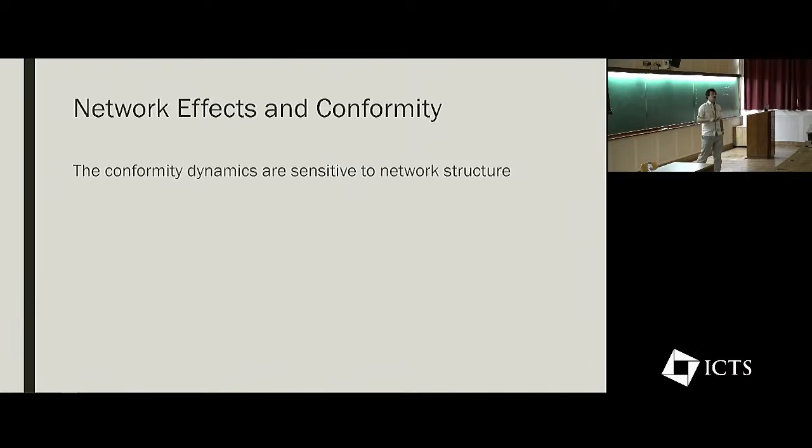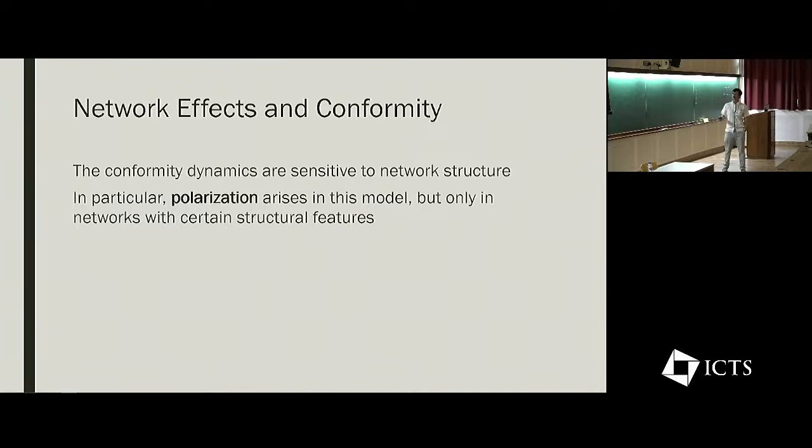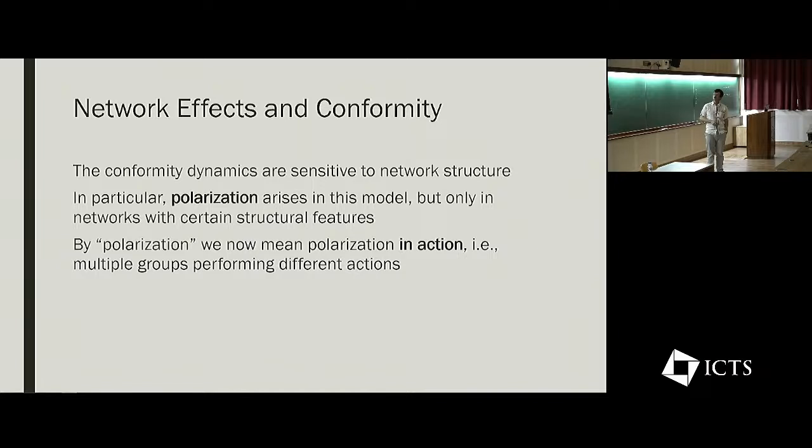One of the things that makes this particular model very interesting is the way in which network effects end up interacting with the conformity dynamics. It turns out that what kinds of outcomes you get are highly sensitive to network structure. And in particular, polarization can arise in this model, but only under very special circumstances. It only happens when the networks have certain structural features. And now we're talking specifically about polarization in action. Right? Polarization in belief can happen under any circumstances in this model.